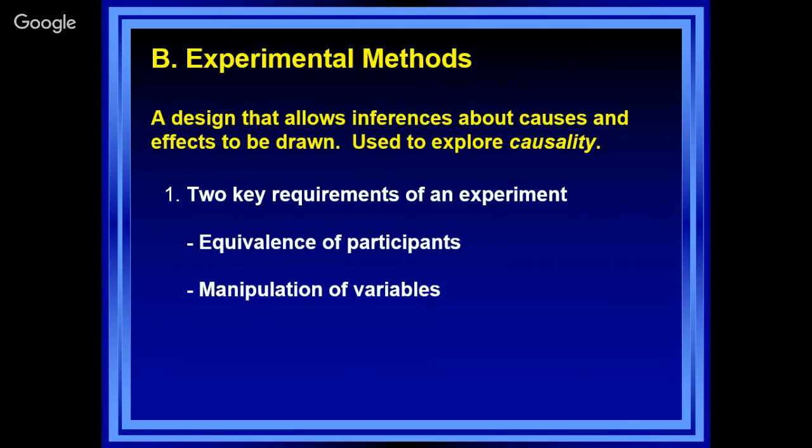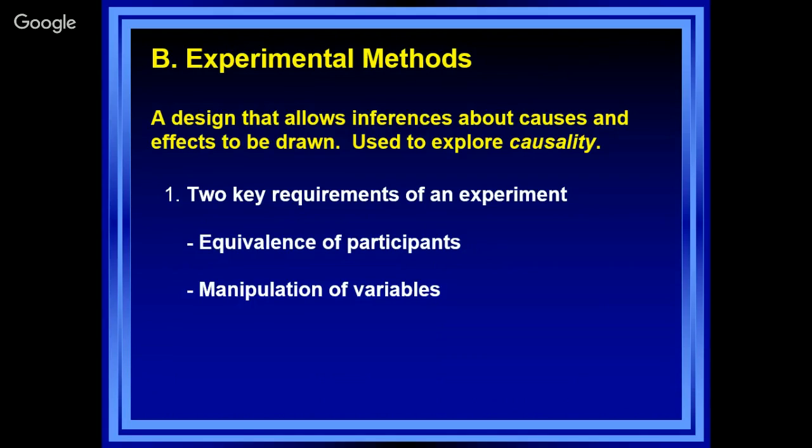So let's break it down into your outline. Let's start talking about what your outline's got here. Two key requirements of an experiment. So first of all, we have to have equivalence of participants, and that's just what we said. Ensuring that participants in each experimental condition are as equal to each other as possible. That's what equivalence of participants means. And by the way, you're going to accomplish that through random assignment. I'm going to talk about that in a minute. That's a nice little note here too, that you can accomplish equivalence of participants through random assignment.